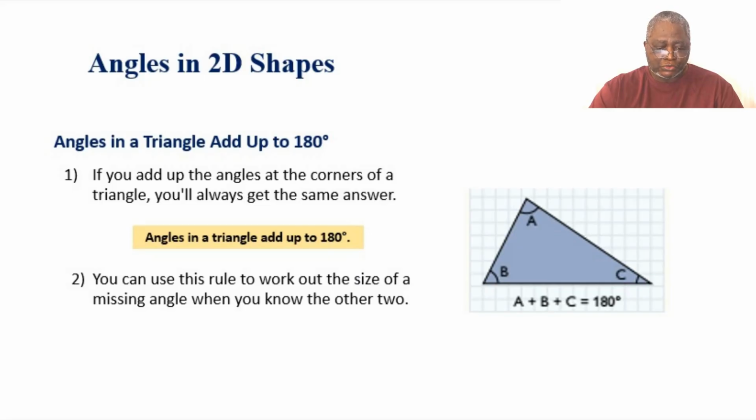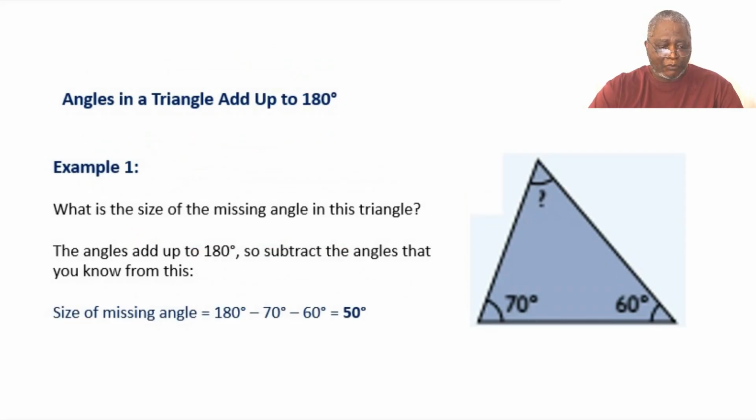You can use this rule to work out the size of missing angles when you know the other two angles. As you see on the diagram, angle A plus angle B plus angle C is equal to 180 degrees. Let's look at this example. What is the size of the missing angle in this triangle? The angles add up to 180 degrees. That's a fact you must know.